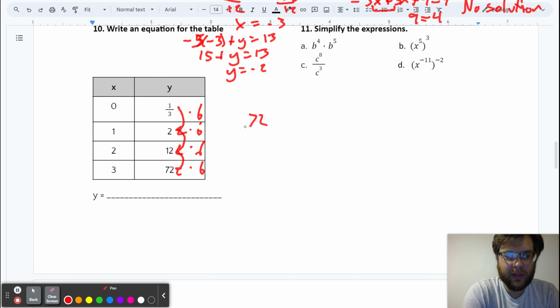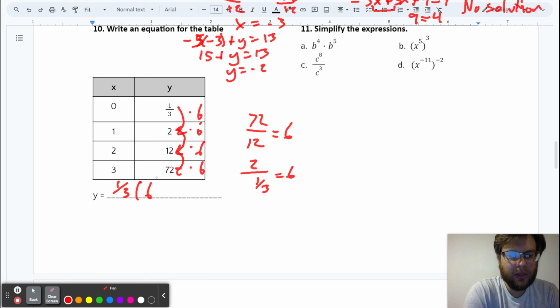In other words, you could do 72 divided by 12 and you would get 6. Or if you did 2 divided by a third, you'd also get 6. And that's your multiplier. So your equation is y equals 1/3 times 6 to the x. Because it starts at 1/3 and then repeatedly multiplies by 6.